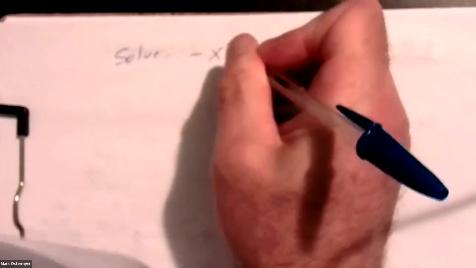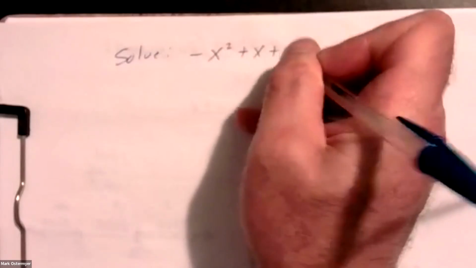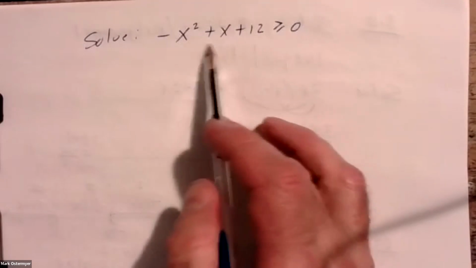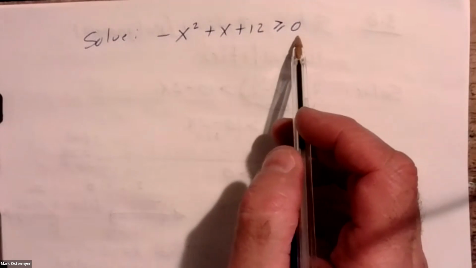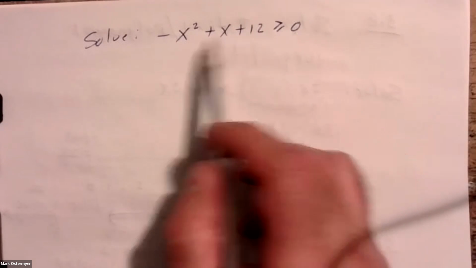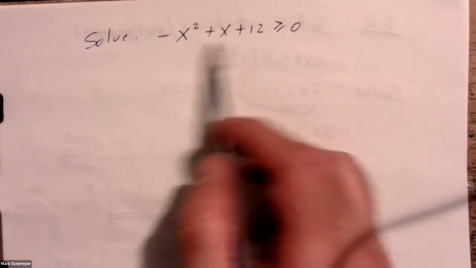Solve -x² + x + 12 ≥ 0. We want to solve this polynomial, or specifically this quadratic inequality. Okay. Well, how to do that? First of all, we want to get 0 on one side. Well, we're lucky. We already have 0 on one side. Next step is to completely factor this left side.